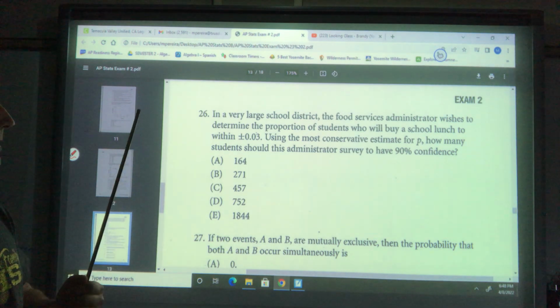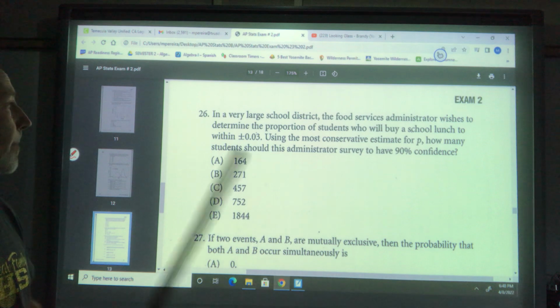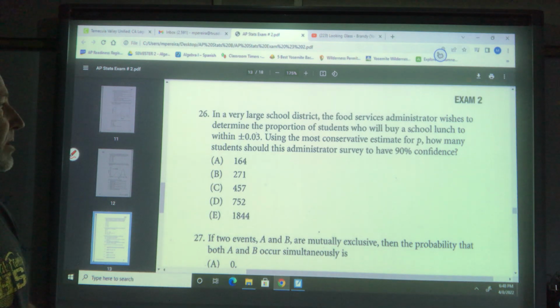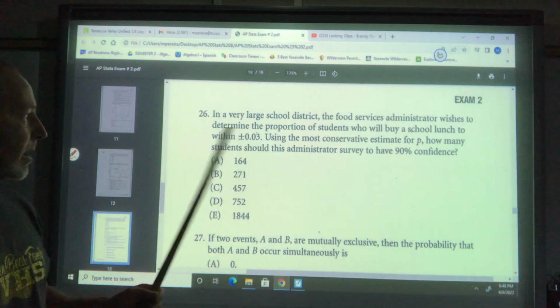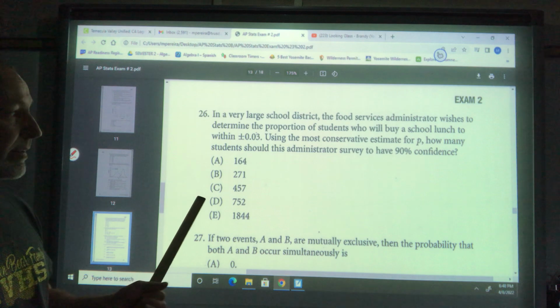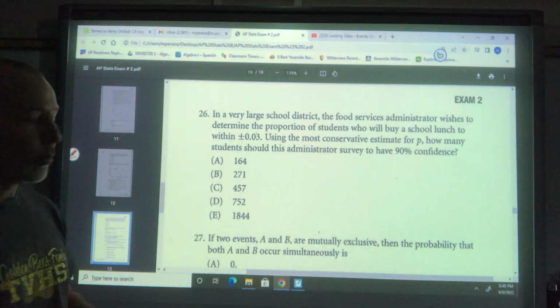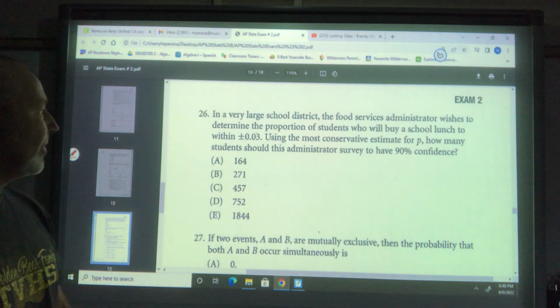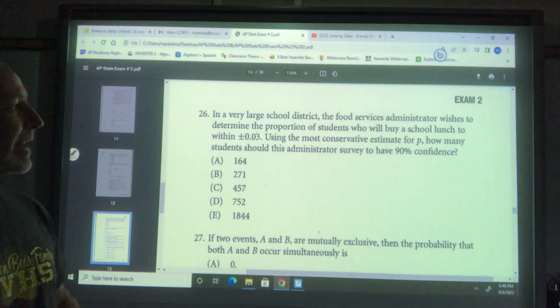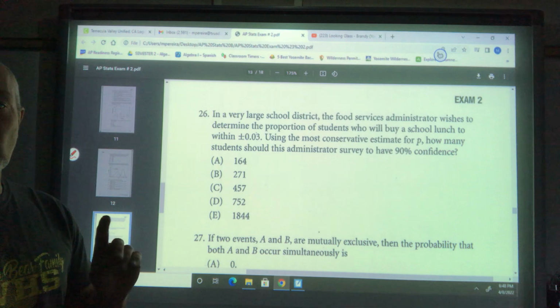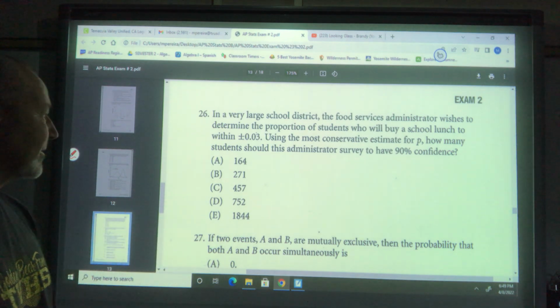Okay, a large school district, the Food Services Administrator wishes to determine the proportion of students who will buy a school lunch to within plus or minus 3%. That's your margin of error right there. Using the most conservative estimate for P, they don't tell you that normally, okay? They don't need to say anything. They just say they're gonna have a 90% confidence level, and if they don't tell you the proportion, you know that you have to put in 0.5. That's what we always use.